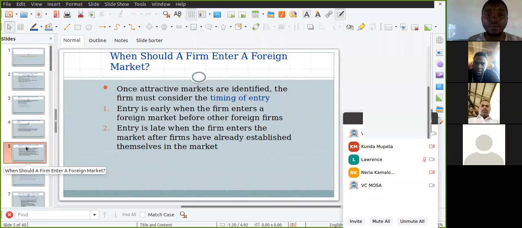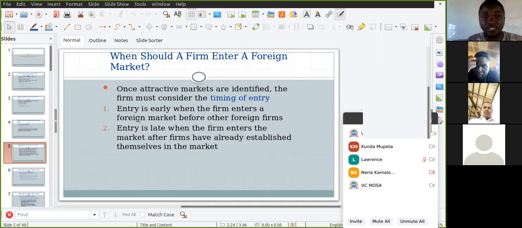When should the firm enter a foreign market? Once attractive markets are identified, the firm must consider the timing of entry. Entry is early when the firm enters a foreign market before other foreign firms enter. So there are some advantages and disadvantages if at all a firm enters a foreign market earlier than other firms.